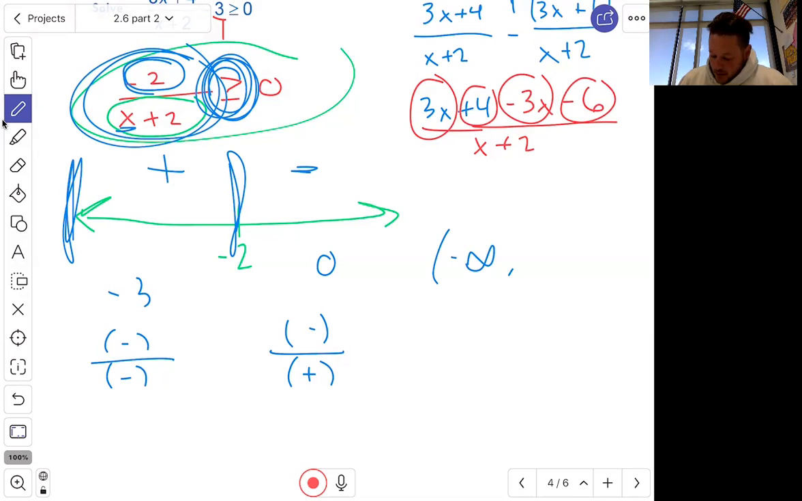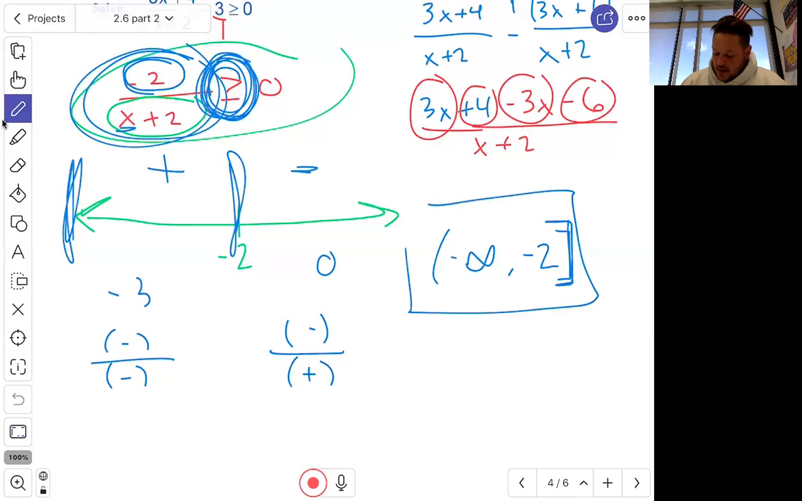Oh, darn it. We're going to go negative infinity all the way up to -2, and we are going to put a bracket. And the reason why we're putting a bracket is because we said numbers that are greater than or equal to 0. So that would be the correct solution for this first question. Just basically on the domain from negative infinity to -2, that's where my function is greater than or equal to 0. Not too bad, right?